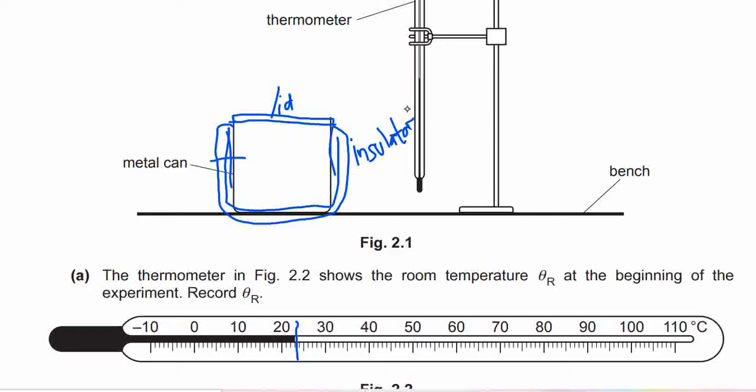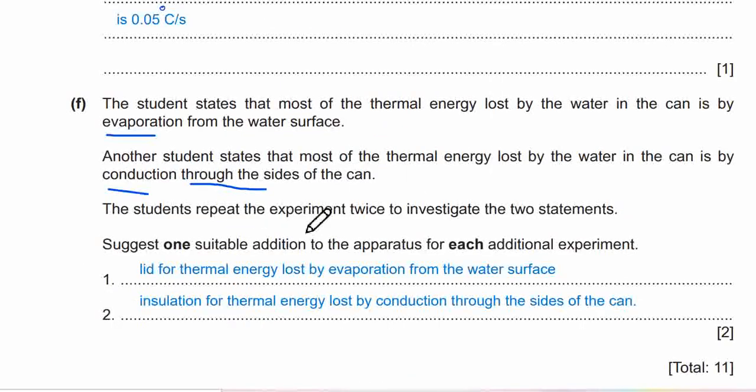So we type down our answer. We put lead for thermal energy loss by evaporation from the water surface. Second, we put insulation for thermal energy loss by conduction through the sides of the can.